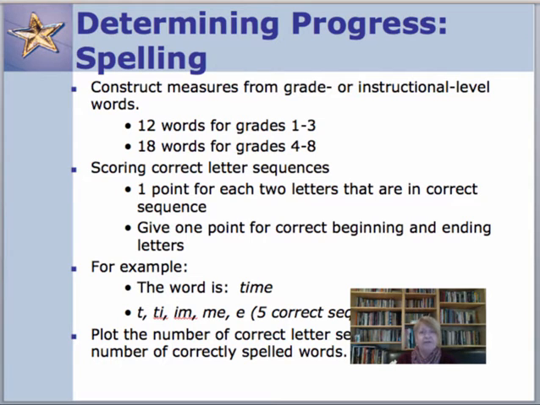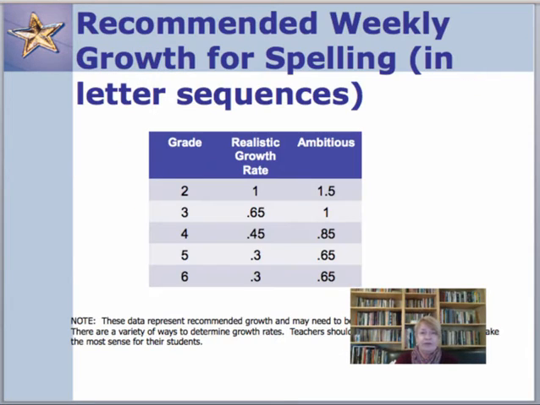So let's say in first grade, given that the student should be able to spell 12 words in a weekly spelling test, we would calculate the number of correct sequences in those common first grade words, and we would count the student's correct letter sequences and the number of correctly spelled words. And that's what we would plot on our graph. And again, you'll see some examples of this.